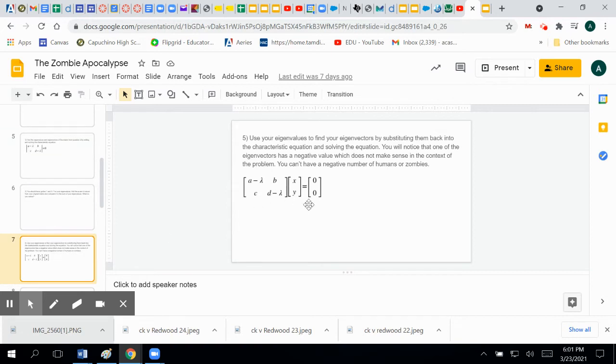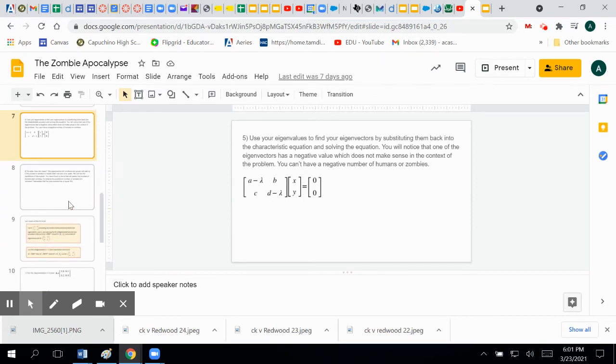So on here, it's just asking you for those eigenvectors. And then it says, notice that one of these eigenvectors has a negative value, which doesn't make sense in the context of the problem. So you can throw that one out. All right, so sorry about that. We already answered this question back on slide 5. Okay, you don't have to actually do it again.